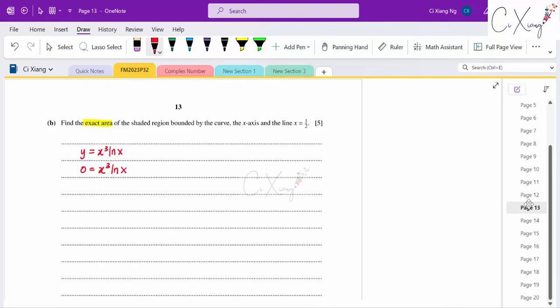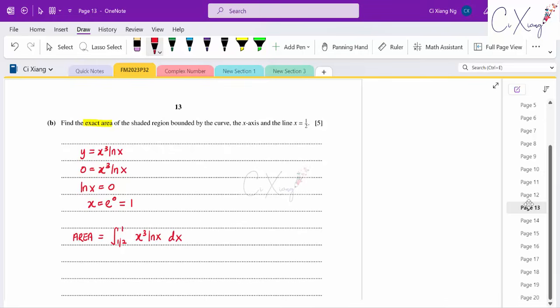Then x power 3 equals 0 is not the point that I want. I'm looking for ln x equals 0, so x equals e power 0. When I have e power 0, the value of x should equal 1. Which also means that if you want to find the area of the shaded region, the area starts from half, then ends at 1, and it is bounded by the curve, which is x power 3 ln x dx.